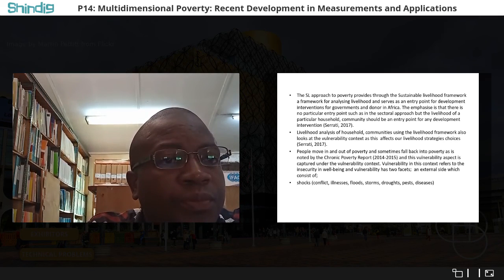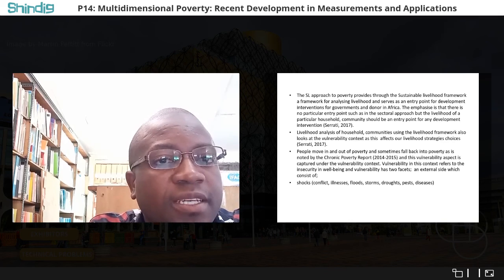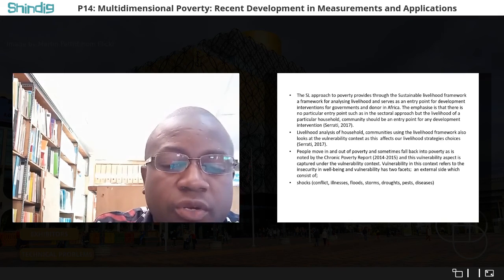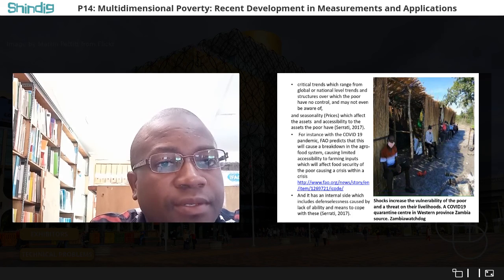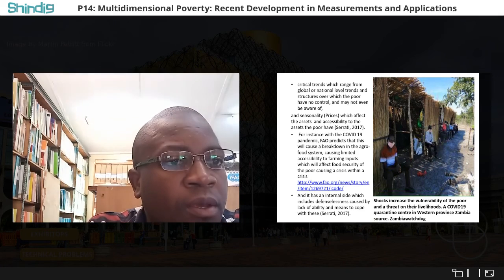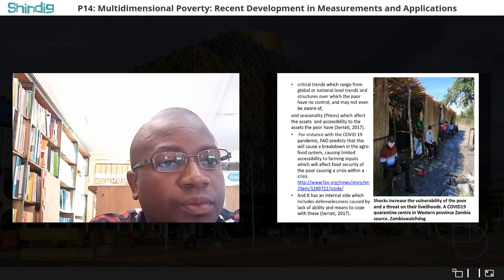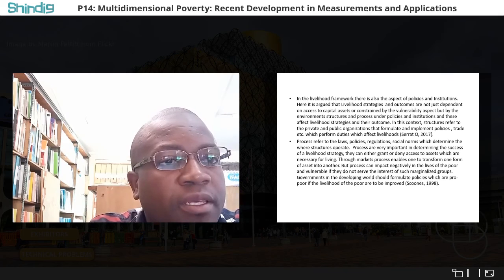In the livelihood framework, there is also the aspect of policy and institutions. It is argued that livelihood strategies and outcomes are not just dependent on access to capital assets or constrained by vulnerability aspect, but by the environment, structure, and processes under policies and institutions, and these affect livelihood strategies and outcomes. In this context, structures refer to the private and public organizations that formulate and implement policies, trade, etc. Processes refer to laws, policies, regulations, social norms, which determine where the structures operate.